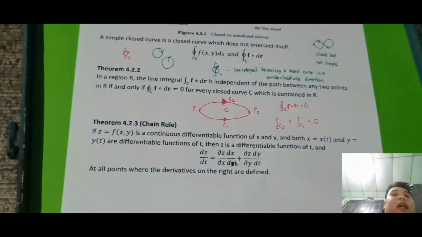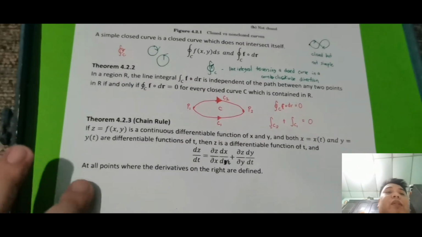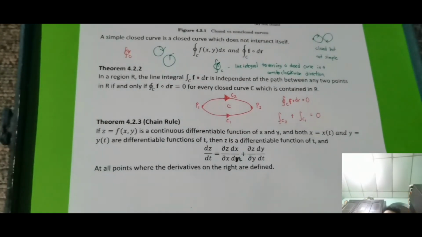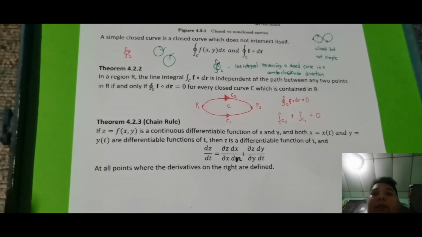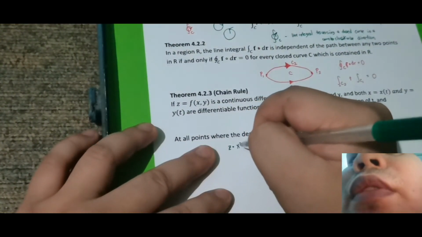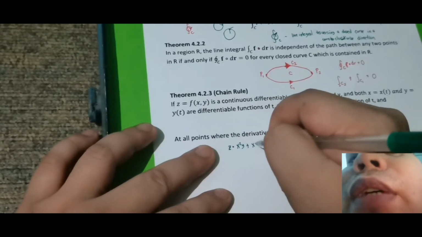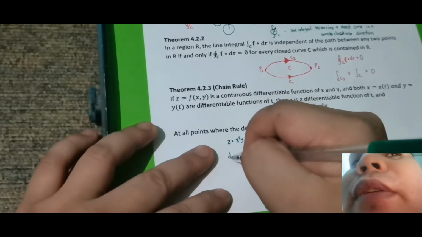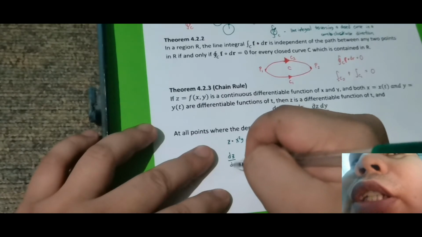Plus partial derivative of z with respect to y, dy/dt, at all points where the derivatives on the right are defined. So napakadali at napakasimple lang naman ng pinupoint out niya. Let's say meron tayong z equals x squared y plus xy. So pag kinuha ko yung dz/dt, this is a chain rule.